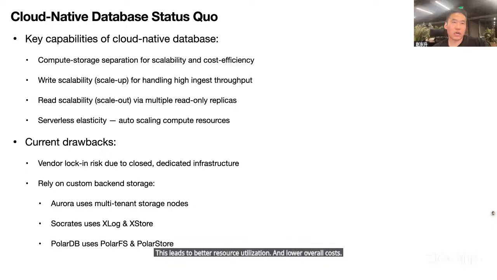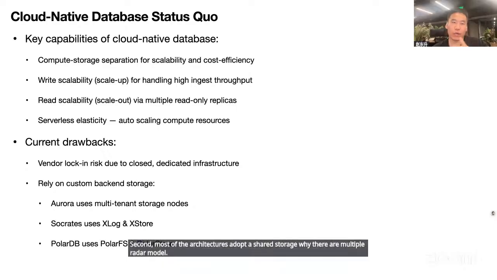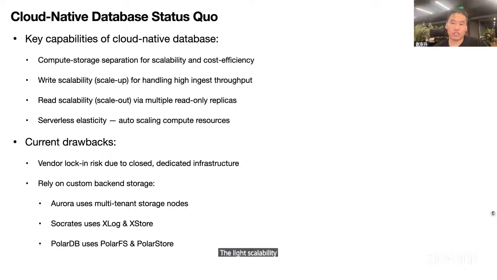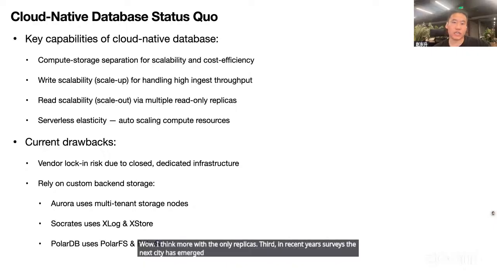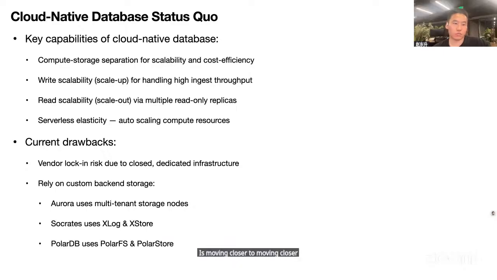Second, most architectures adopt a shared storage, single writer, multiple reader model. The write scalability is usually achieved by scaling up the primary node, while read scalability is handled by adding more read-only replicas. Third, in recent years, serverless elasticity has emerged as a key feature to enable compute resources to scale based on workload demands. It's moving closer to a true pay-as-you-go model.